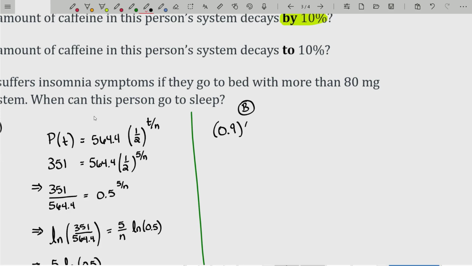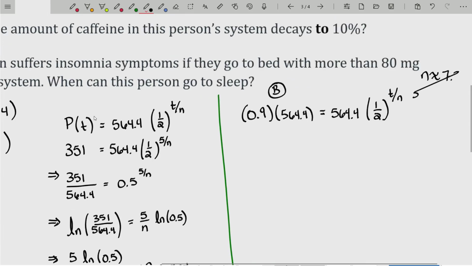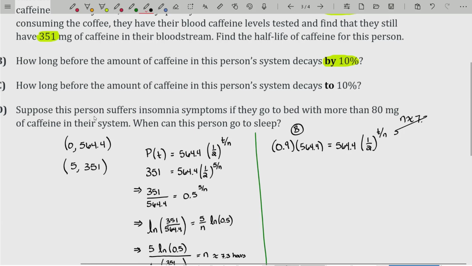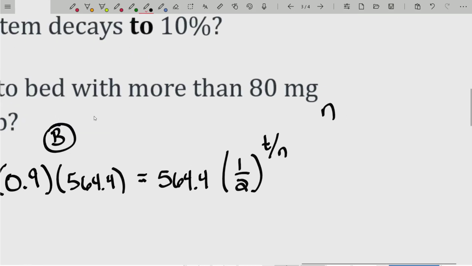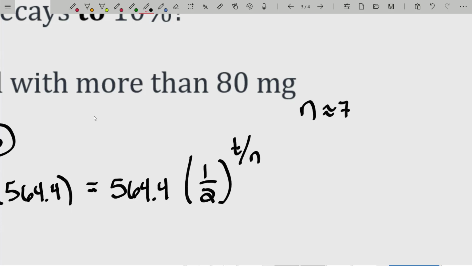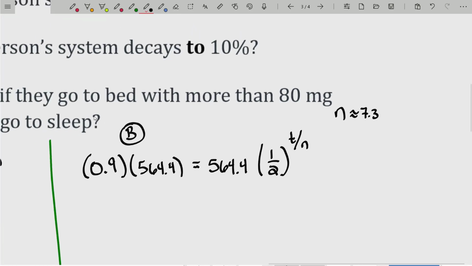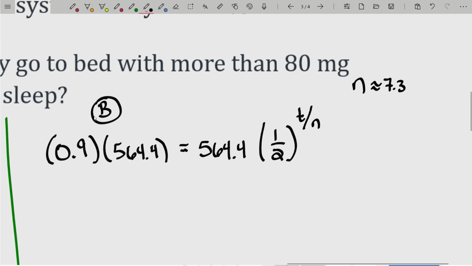So I want to have 90% of the original amount left in my system. And I started with my initial population of caffeine. It decays to half per 7.3 hours. N is 7.3 roughly. Ooh, wow, that's interesting. I just don't want to write down 7.3 because I'm going to use the value that Desmos computed, which is 7.296639476 when I do my computation. So I'm just going to use N as a placeholder.